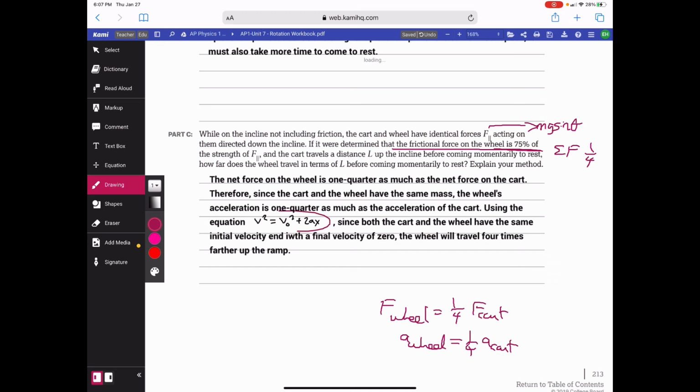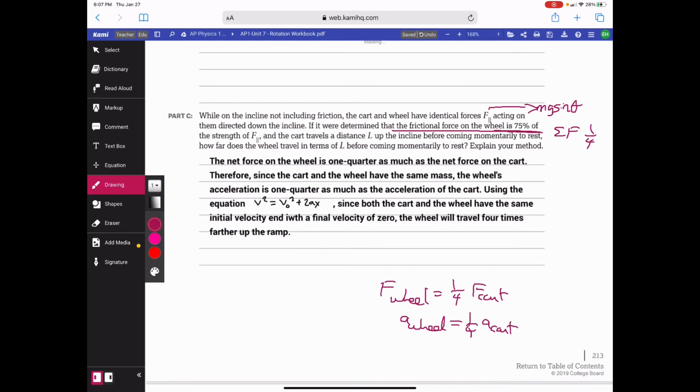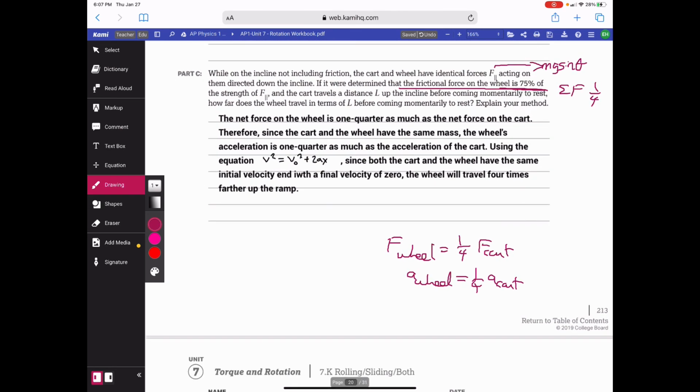Using the equation v squared equals v naught squared plus 2ax, and since both the wheel and the cart have the same initial velocity and end with a final velocity of 0, what that means is the wheel will travel 4 times farther up the ramp. Okay, why does that work? Again, solve for x.